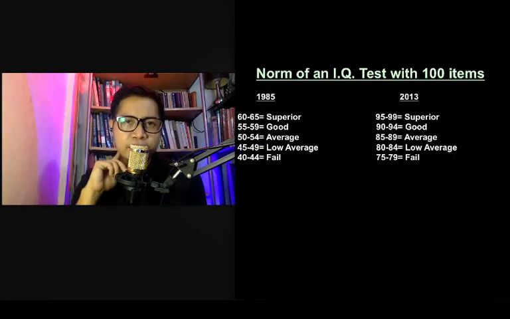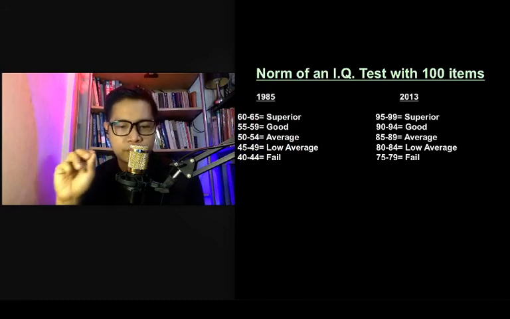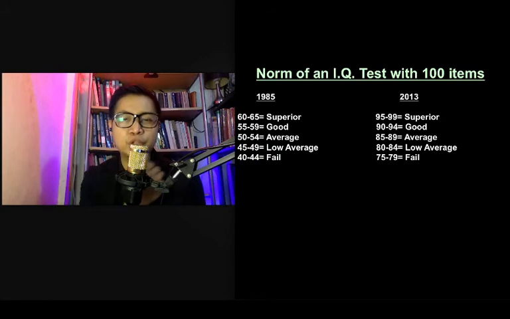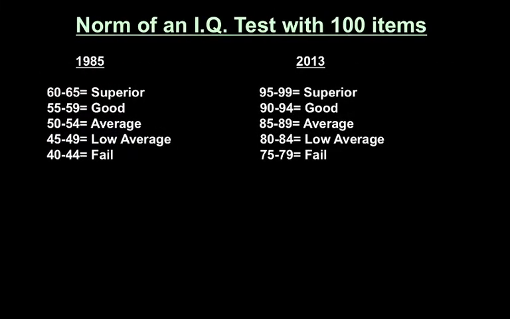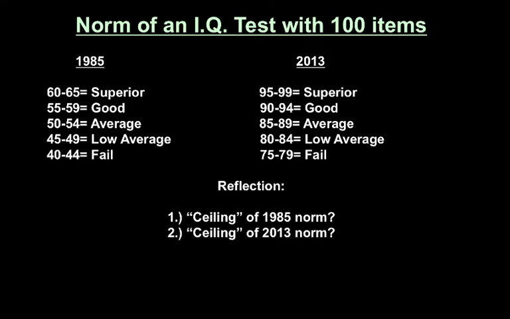Now, given Flynn effect, if you can get the logic of Flynn effect, the more you understand why we need to change our norms, why we need to update the norm. Let me give you a concrete example how Flynn effect will force us to update our norm. Halimbawa, meron tayong dalawang norms dito from 1985 and 2013. Now, you reflect. The ceiling of 1985 norm is 60 to 65. So, if you get a raw score of 60 to 65, ang tawag sa'yo nung 1985 is what? Superior.